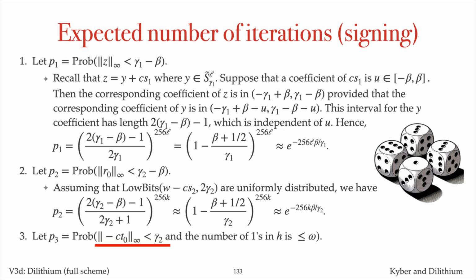The third check is that the infinity norm of minus ct0 is less than gamma 2, so that the verifier can compute w1 primed without knowledge of the low-order bits t0 of the public key t. And the fourth check is that the number of 1s in hint vector h is at most omega. This probability is claimed to be high, greater than 0.98, although there is no formal analysis of this claim as far as I know.